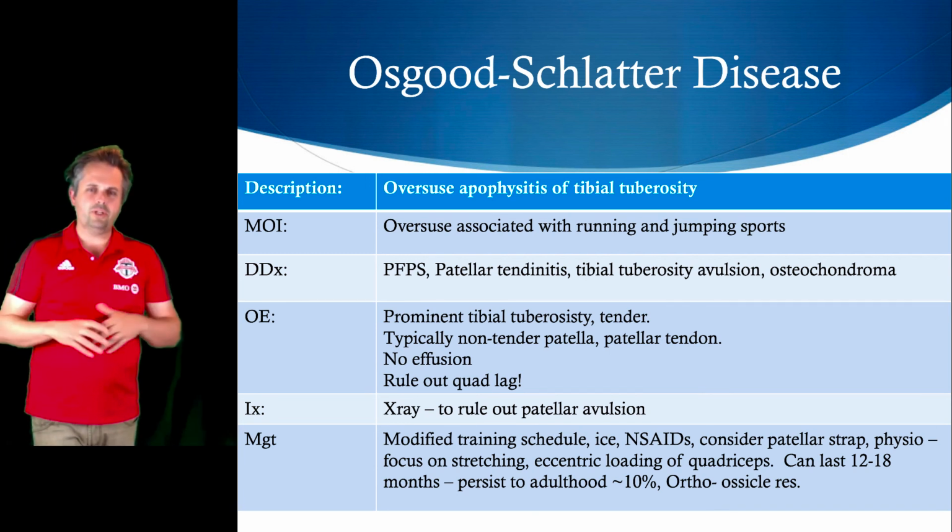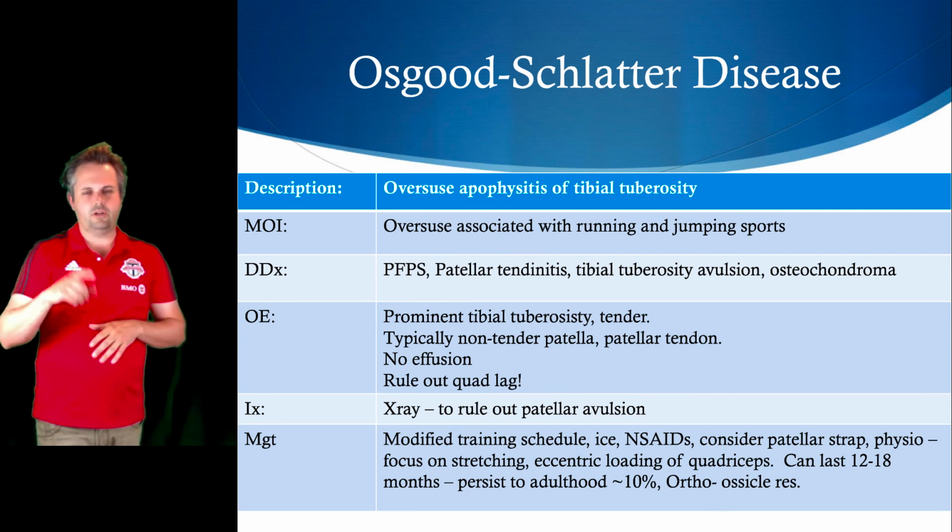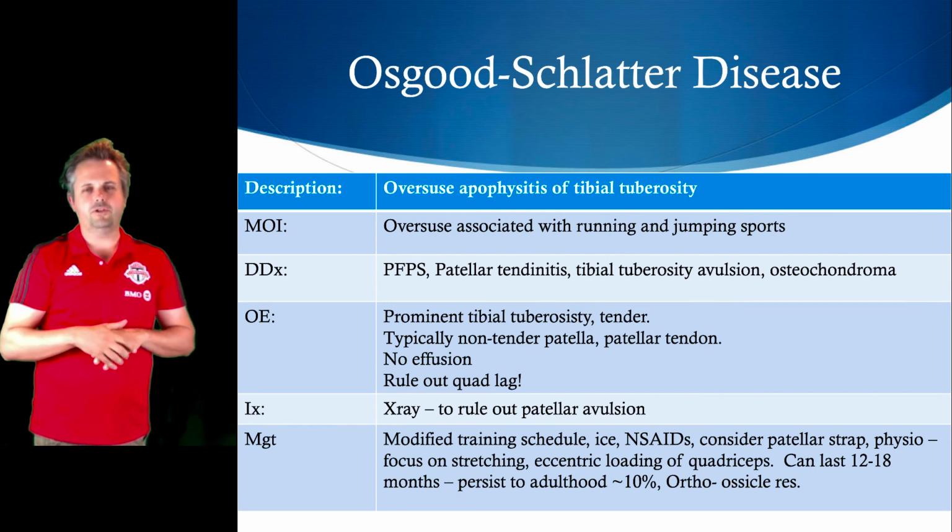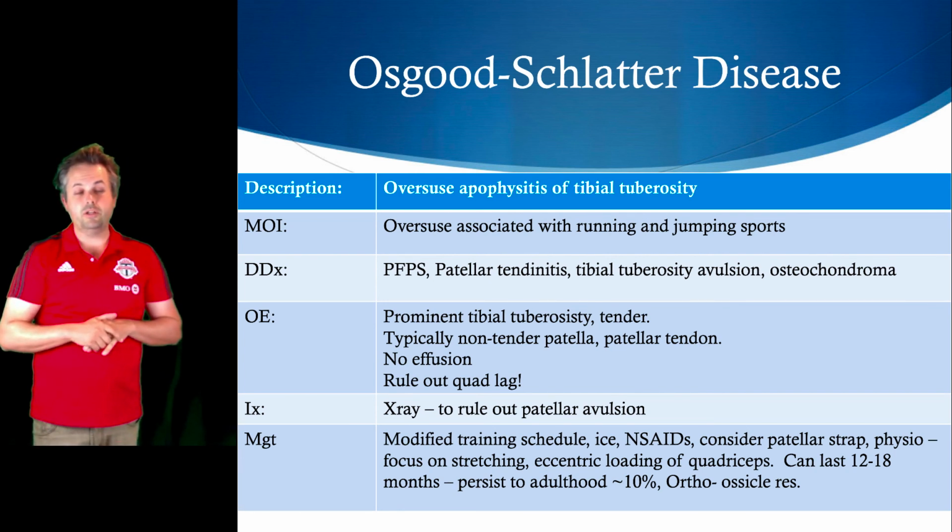You can do an x-ray here. Once again, you want to rule out, there's an error here, it says patellar avulsion. You actually want to rule out tibial tuberosity avulsion, or any kind of proximal migration of that tibial tuberosity.